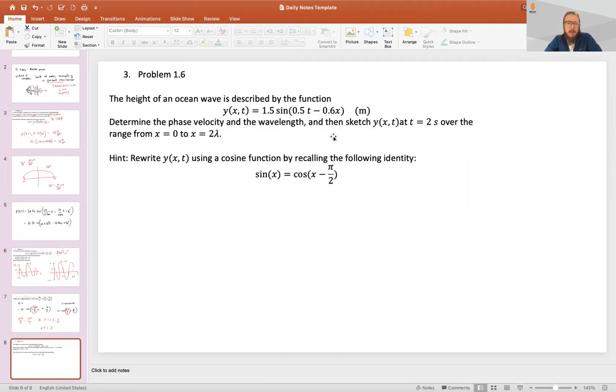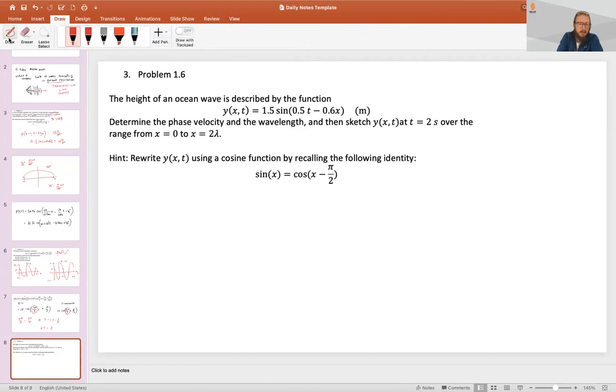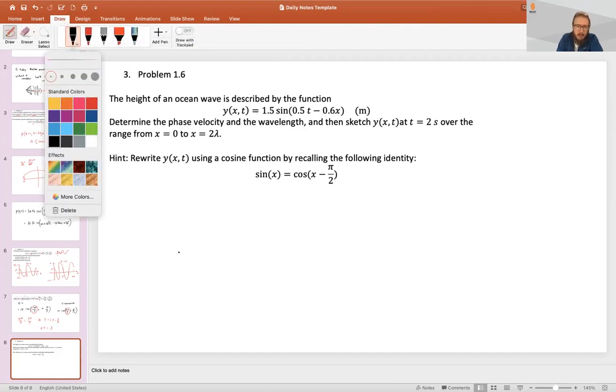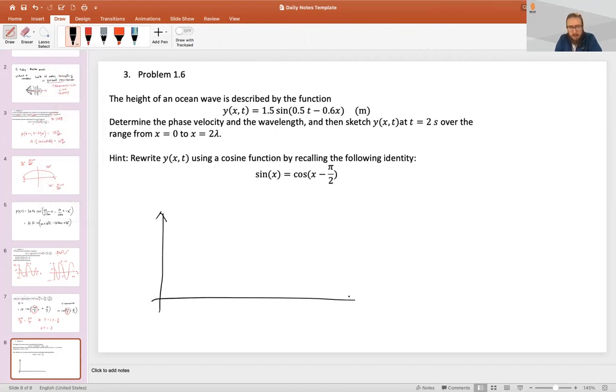All right, so let's do this one. So we have an ocean wave in this one. We have another wave and we want to determine the phase velocity and the wavelength. And we want to sketch the wave at time equals 2 seconds for an x range. So similar to what we did in that last one, right? We want to sketch at t equals 2 seconds on the x from 0 to 2 wavelengths.